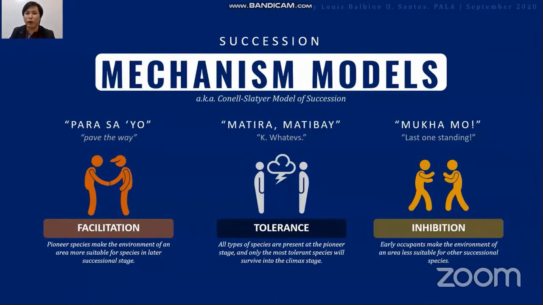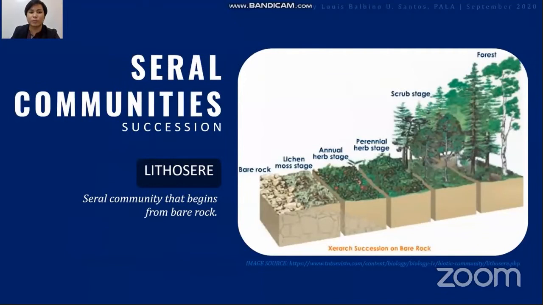Whichever species survives, whether it's through facilitation, tolerance, or inhibition, in all these three, the name of the game is which species will come in. What will the ecosystem look like? Different ecosystems undergo different types of succession. So lots of terrestrial forests undergo lithoserial communities. Serial communities are those stages between climax and pioneer stages. Keep that in mind. So those in between can vary depending on the ecosystem we're looking at.